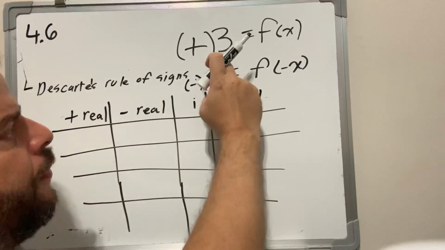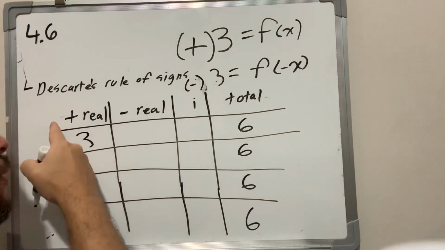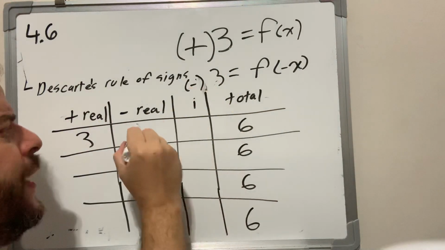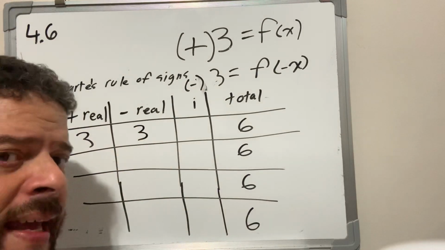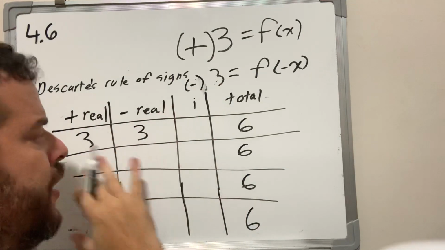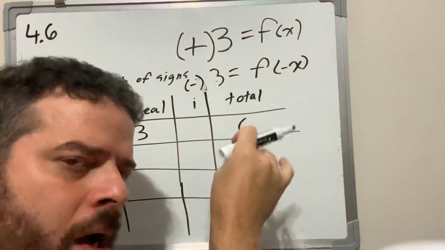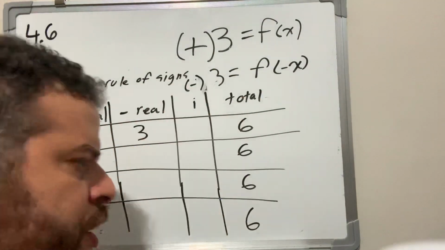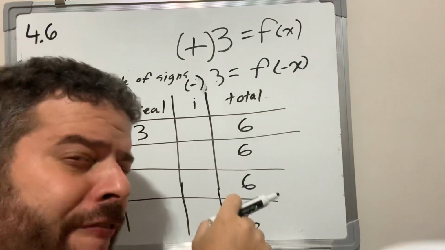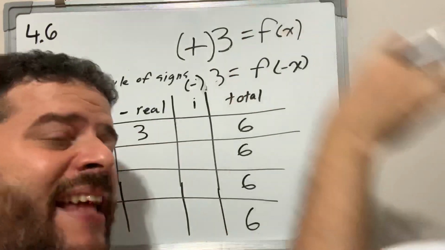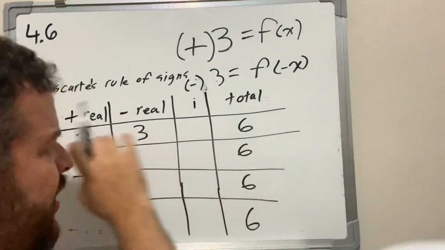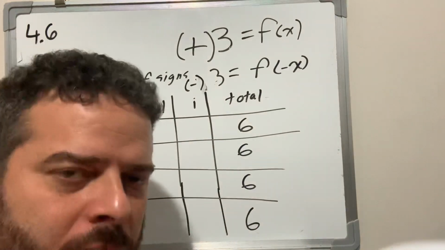Let's assume I have 3 positive real zeros. And I also have 3 negative real zeros. Again, there is no way to tell how many you're going to get just by looking at the polynomial. You actually have to do synthetic division and factoring and graphing and a whole bunch of ways to find the actual zeros. But this just tells you the possible outcomes.